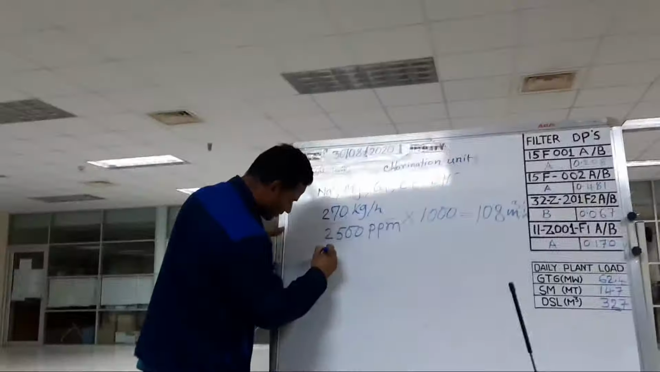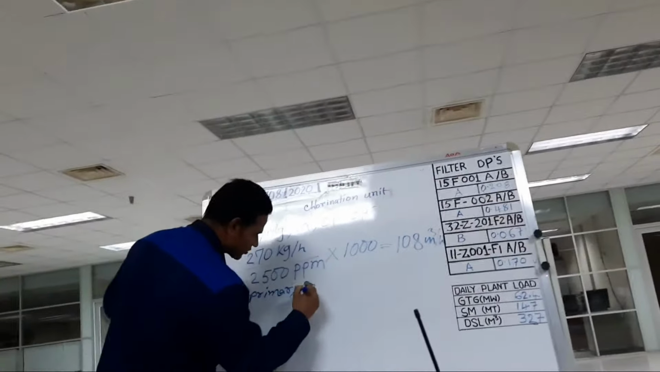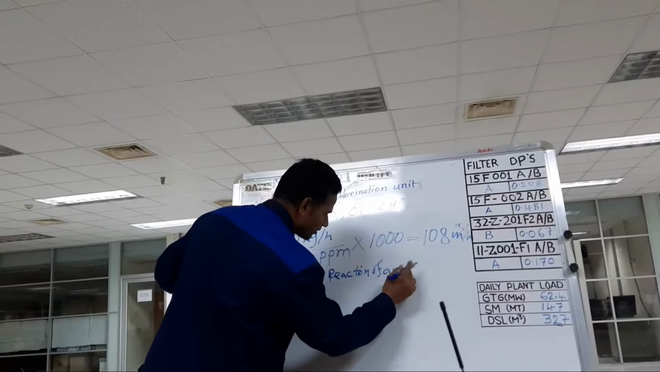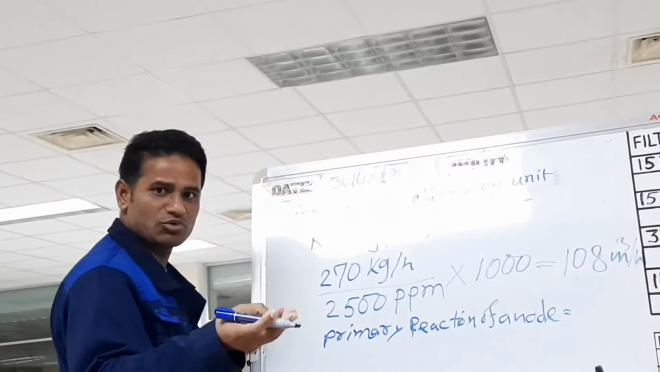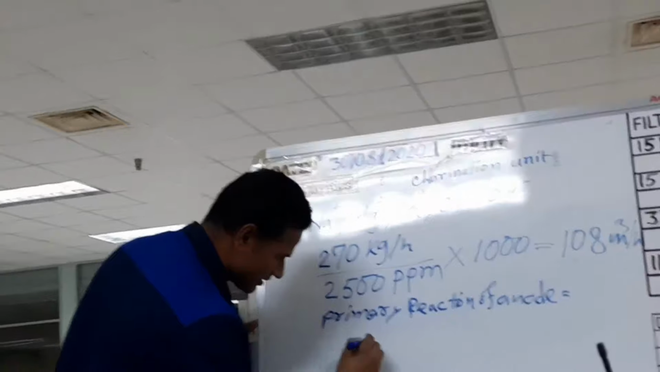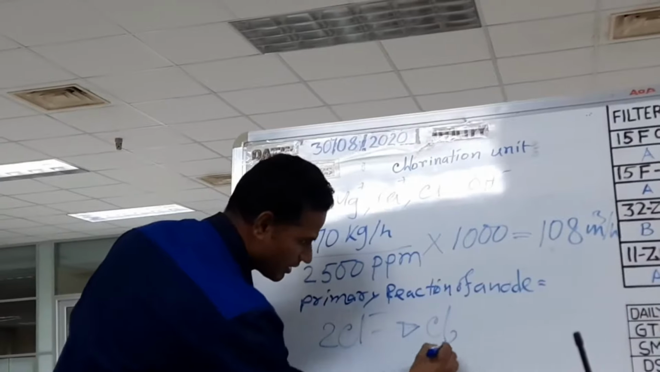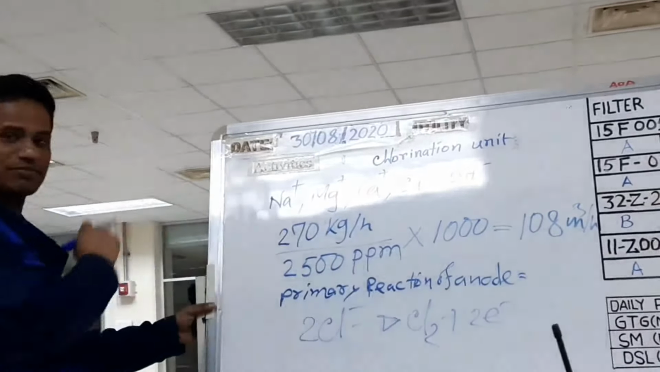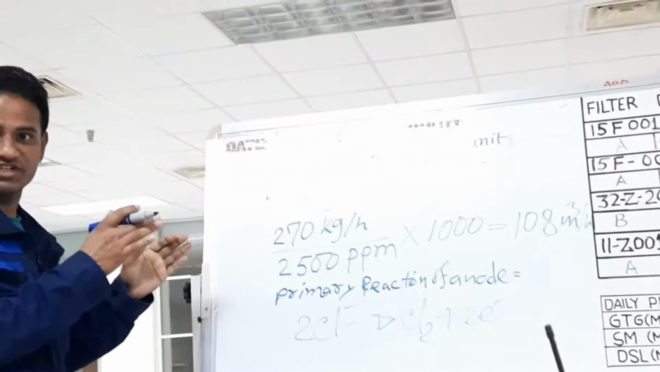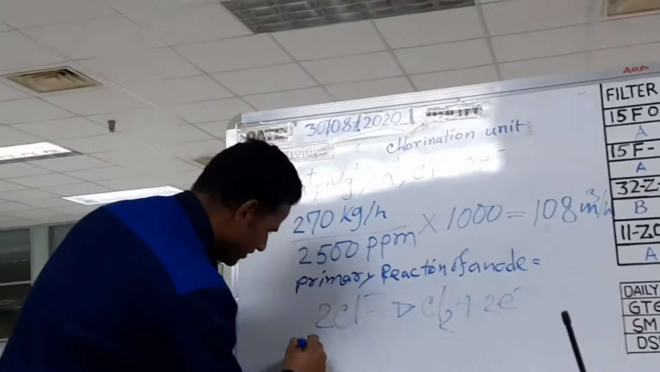Primary reaction of the anode. In the seawater there are sodium, magnesium, chloride, hydroxide. So the chloride ion reacts, and it will produce chlorine and release 2 electrons. This reaction happens on the anode side, the first reaction, the primary reaction. Clear?